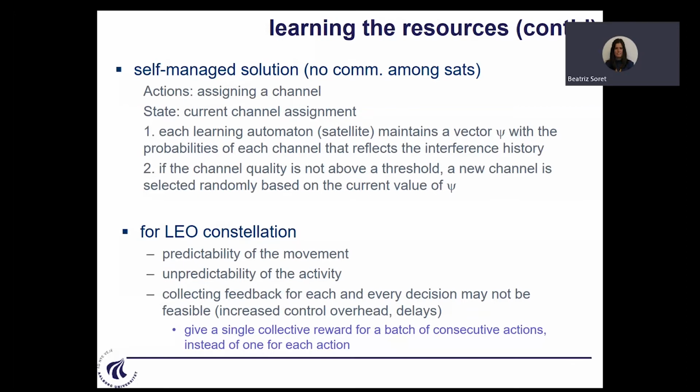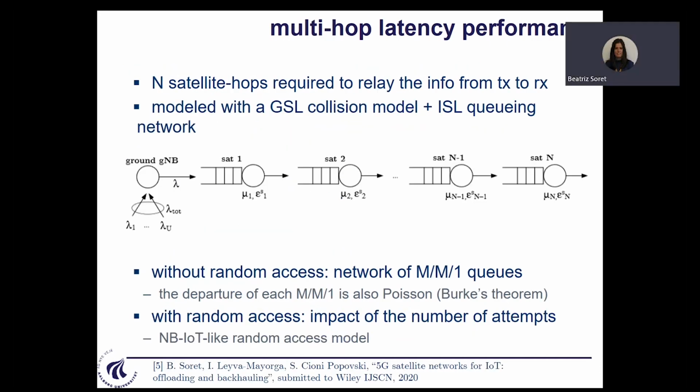As I said, in a LEO constellation, it would be important to exploit the predictability of the movement. The activity is unpredictable. This is the challenging part. And collecting feedback is, in many cases, not feasible, at least not for each of the actions. So maybe a solution where you collect for a batch of consecutive actions would be a bit better, a bit easier to implement. Yes, that was for the inter-satellite link.